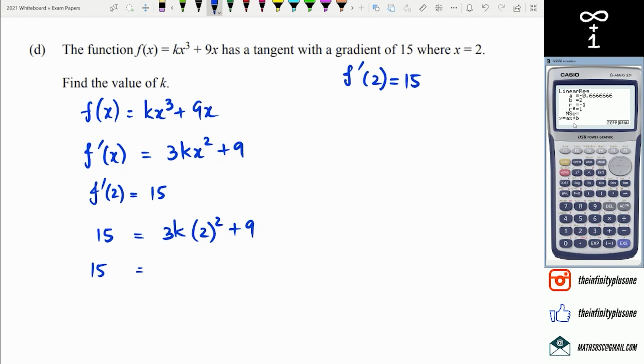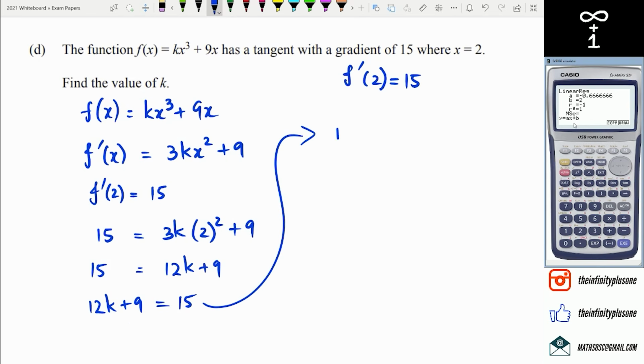So I've got 15 equals 2 squared is 4, 4 times 3 is 12, so 12k plus 9. Rearrange that. So 12k plus 9 equals 15. So 12k equals 15 take away 9. 12k equals 6, and k is equal to 6 over 12, or 0.5. That's not a bad merit question. Fairly straightforward. Just differentiate and then substitute.